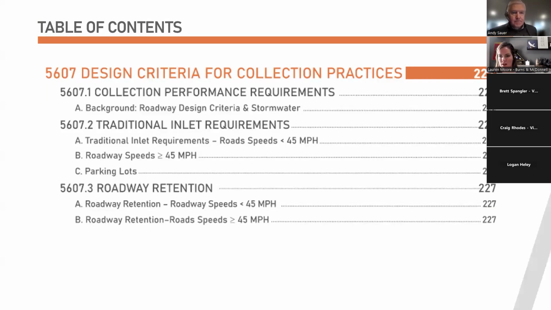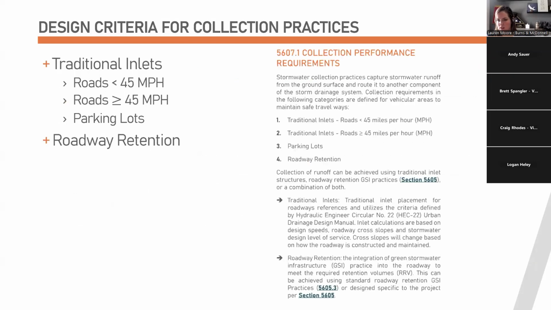I won't go through all of these, but really we discuss both traditional inlets as well as what we call roadway retention. And I'll talk about that here in a second. So it's set up by design speed for roadways. So we look at brackets of roads that are less than 45 miles per hour, greater than or equal to 45 miles per hour, or really more parking lot applications. And this is consistent with the Hydraulic Engineering Circular 22 or HEC 22, which is the industry standard for inlet design.